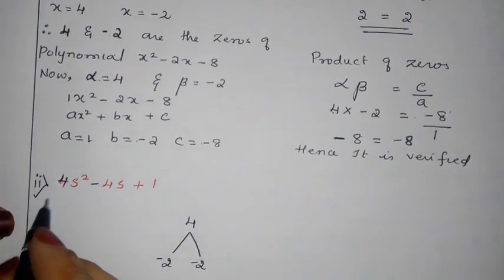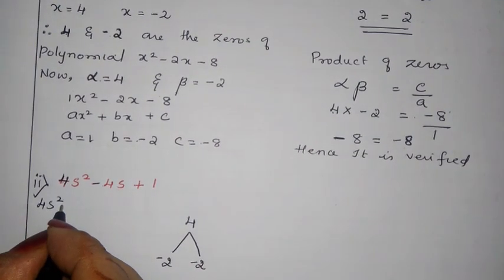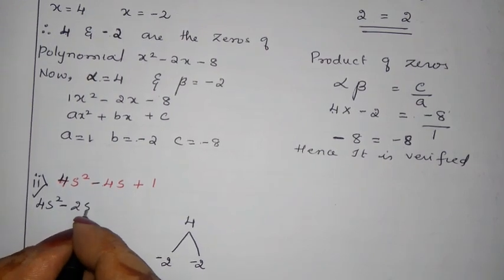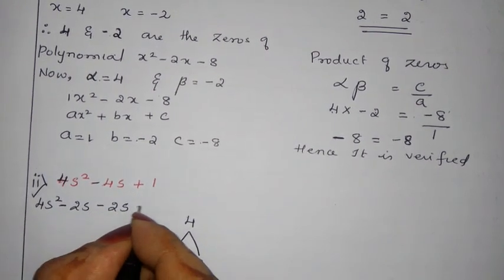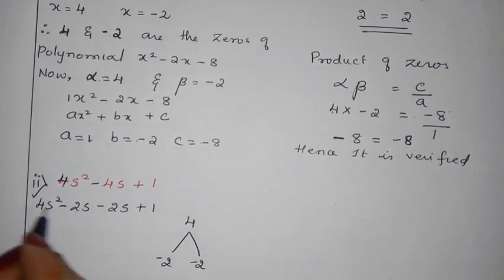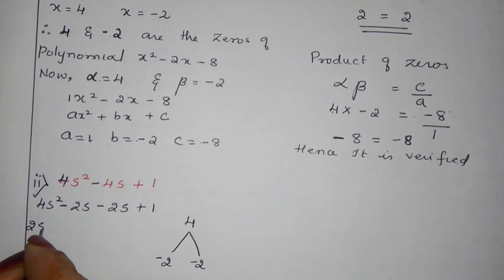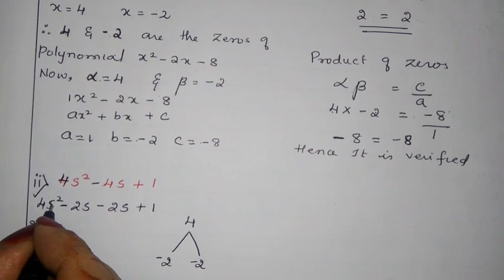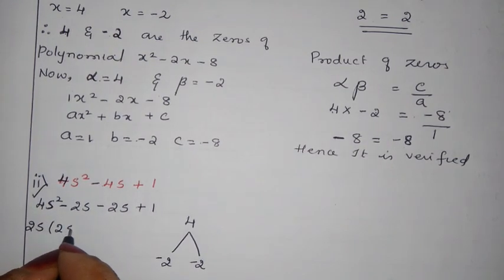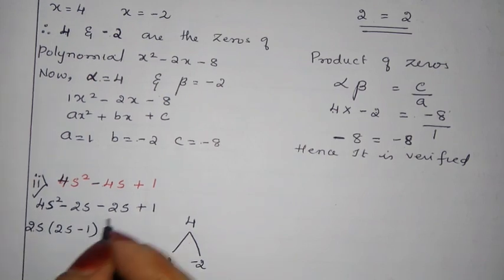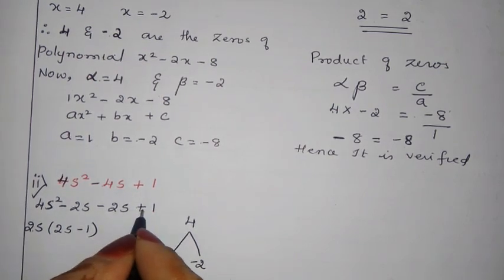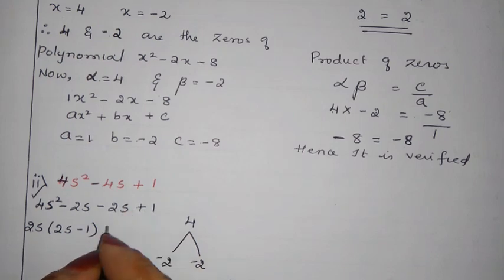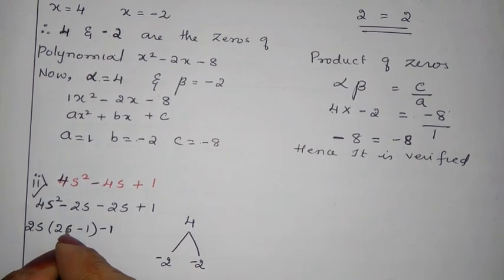Let us write 4s square minus 2s minus 2s plus 1. Now we have to take common factors. 2 is common and s is common, so 2s is common. If 2s is common, then 2s remains out of 4s square, and 1 remains. Out of minus 2s, complete 2s we have taken common, so minus 1. Here nothing is common in these two terms, so I will take minus 1 common, because the bracket should be the same.